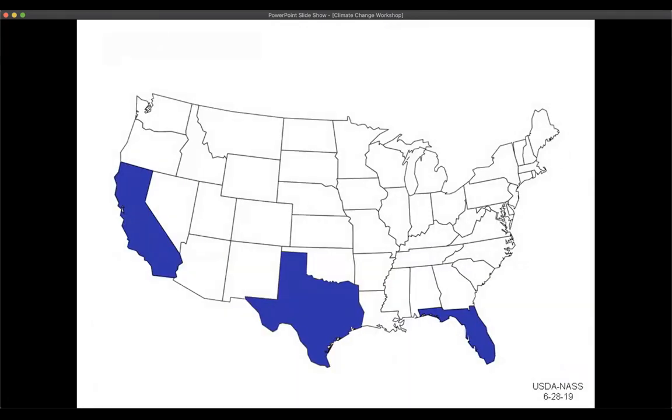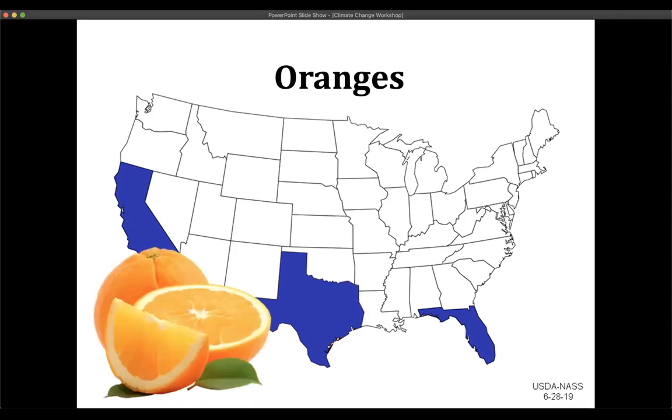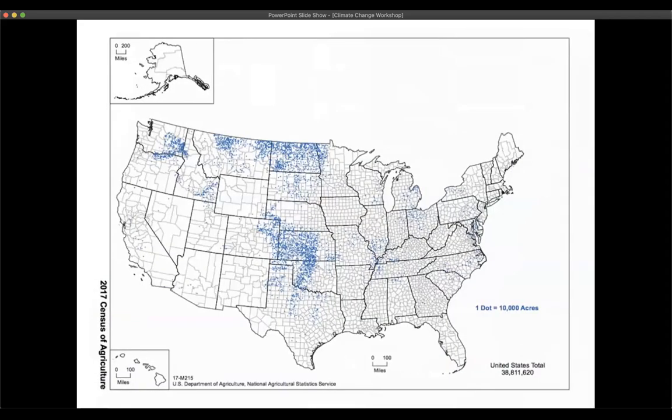Okay, next map, a little bit different, but these are the 3 states where this food is grown. And orange is the correct answer. Okay, 1 dot equals 10,000 acres of this crop. Okay, you guys are right on, it's wheat.